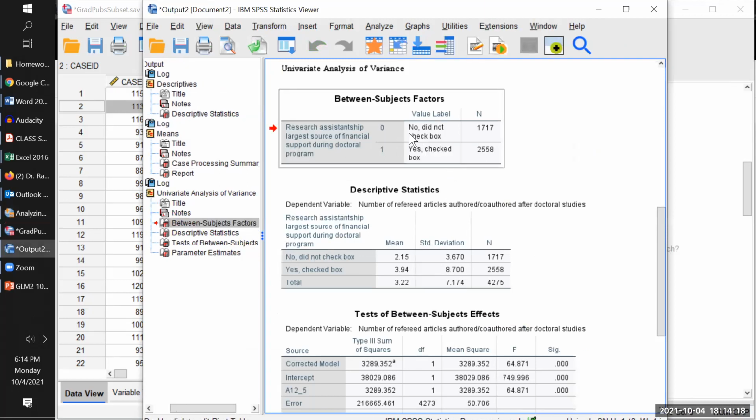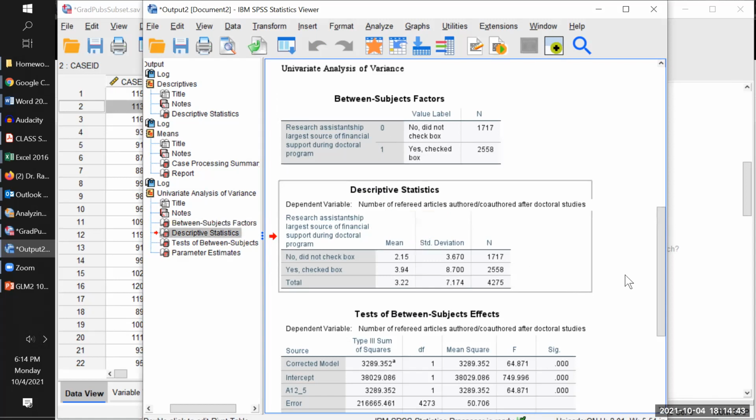So unfortunately, these questions are a little bit weird. Were you paid, what was your largest source of financial support during your doctoral program doing research? Yes, I checked the box. No, I did not check the box. So assuming everyone who did not check the box did not have this as their primary source of support, then that's what we'll move forward with here.